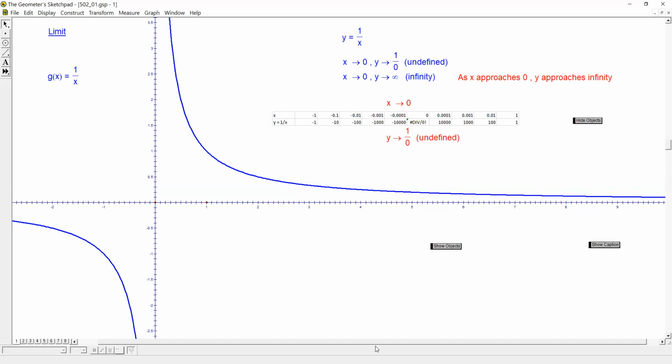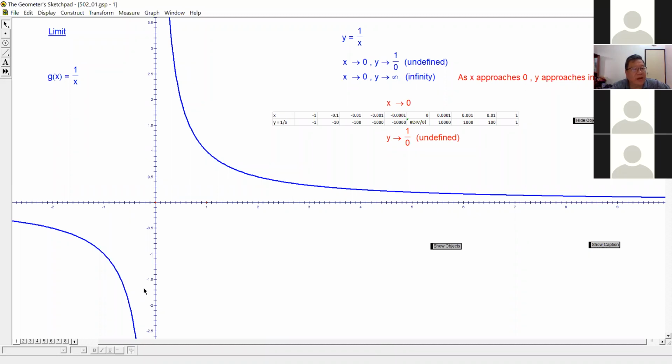Is Sherwin back here already? Where is Sherwin? Otherwise, you miss this. Sherwin, are you with us? I didn't see the name here anymore. Oh, Sarah only. No more Sherwin. Is Sherwin with us here? I saw her just now. No, so you missed this part. Never mind.